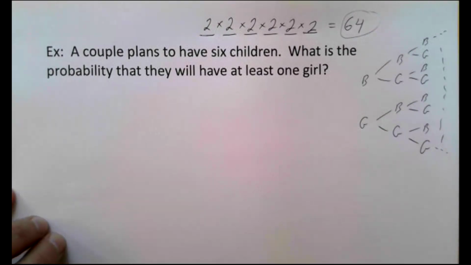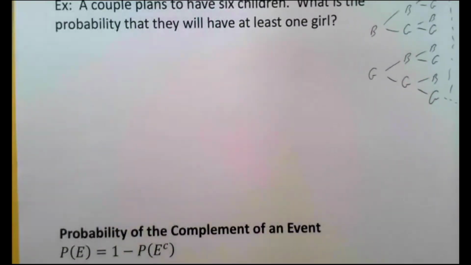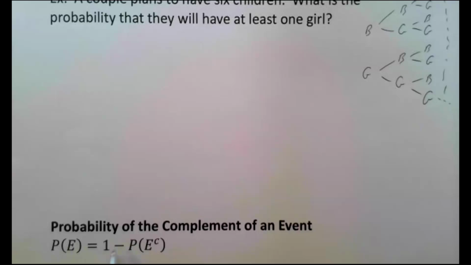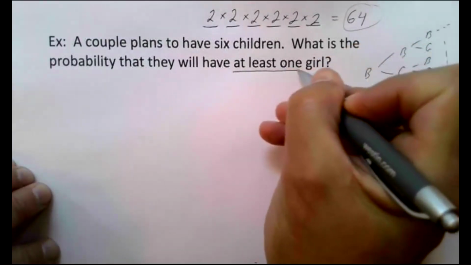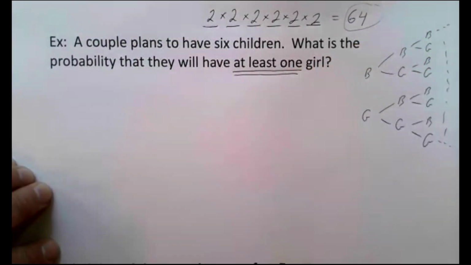I think the most important thing is to understand that there's 64 elements in my tree diagram, or 64 elements in my sample space. And you might say, well, what does that have to do with this formula that we just talked about, the probability of the complement of an event? Well, it's because it's not very easy to figure out the probability of them having at least one girl. But I want you to think about the opposite of at least one. What's the opposite of having at least one girl? What's the complement of the event of having at least one girl?